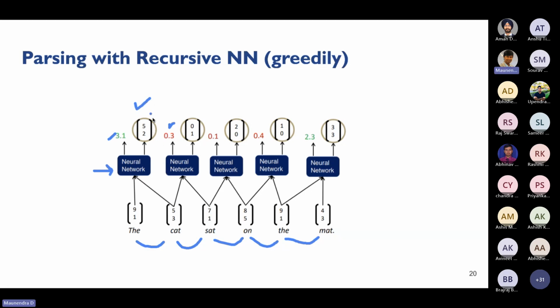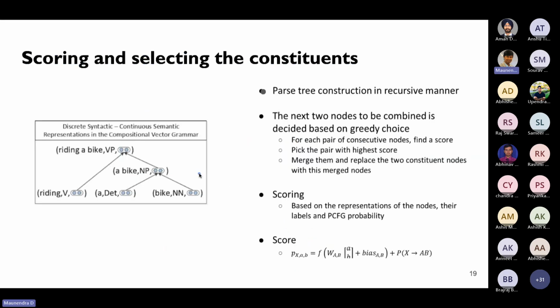This node's representation will also be given by this neural network. Now we have on the mat as leaf nodes, and we have got one intermediate node, which is the combination of the and cat. Now we repeat the process with this node and these four nodes, and step by step we construct the tree. This is what we do.